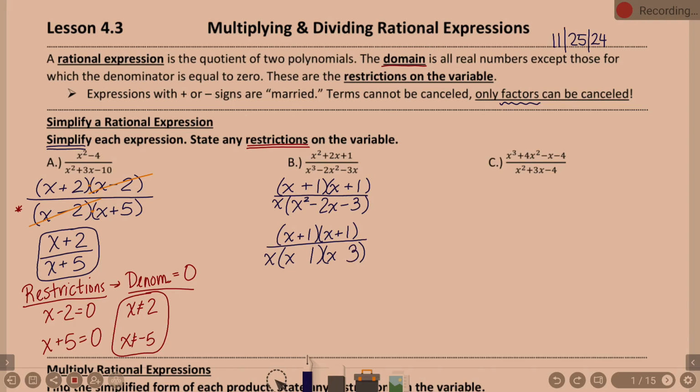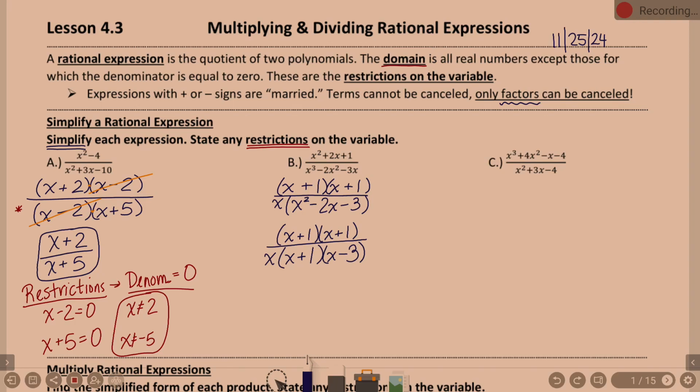Okay, make your signs happen. If it multiplies to be negative 3, you need a positive and a negative, yes? If we need those numbers to add to be negative 2, we need the larger number negative, so positive 1, negative 3.